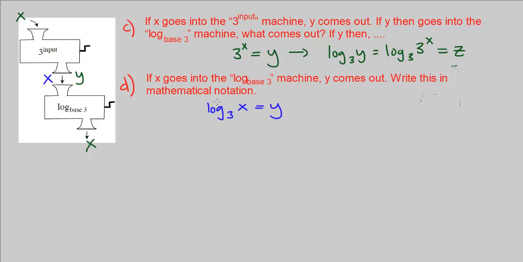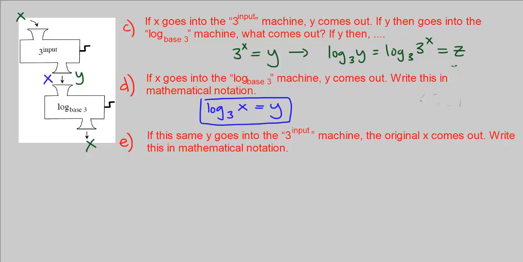Write this in mathematical notation. Well, there it is right there. This is the mathematical notation. Log base 3 of x equals y. Let's go on to part E.